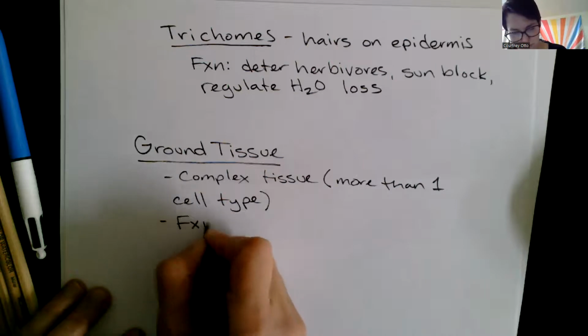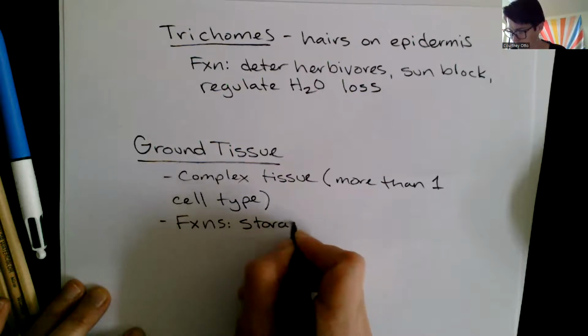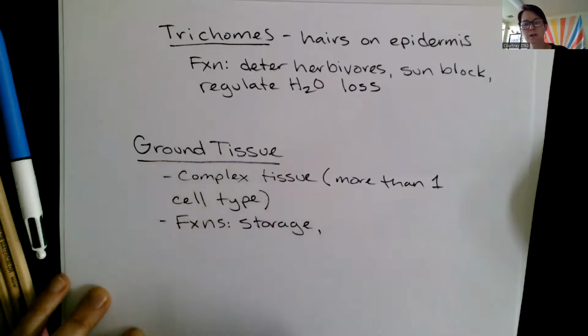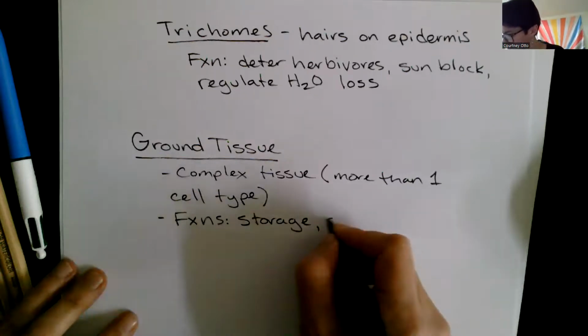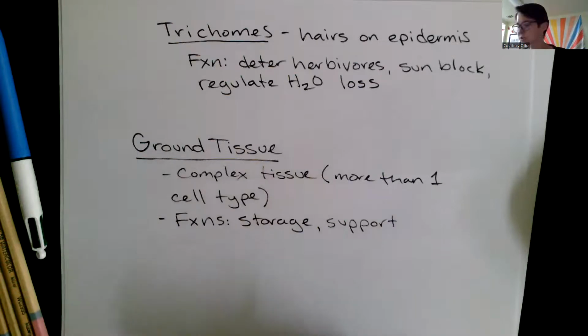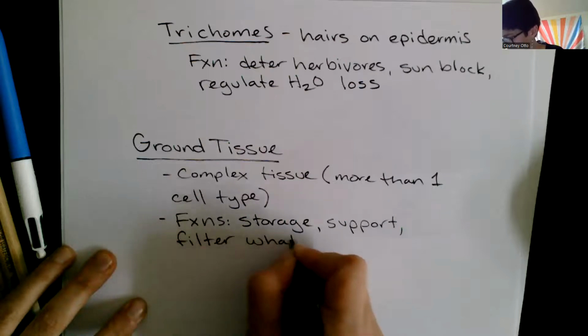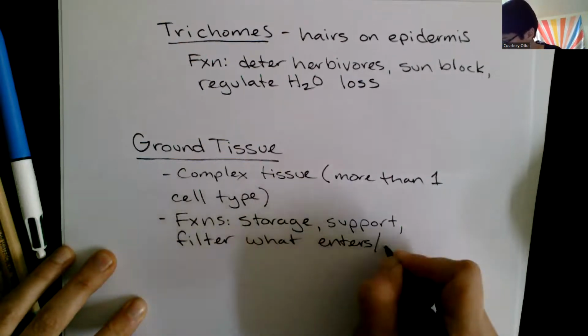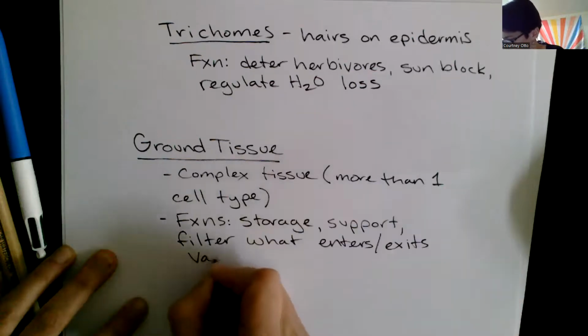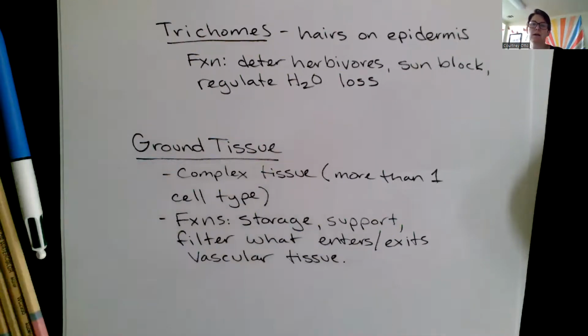And as far as how it functions inside the plant, well, it's got several functions. It functions in storage. So materials can be stored inside ground tissue. It could function in support. And it can also kind of filter what enters or exits the vascular tissue. Now, vascular tissue, remember, is going to be that internal conductive tissue. And it's the conduit really to the rest of the plant.